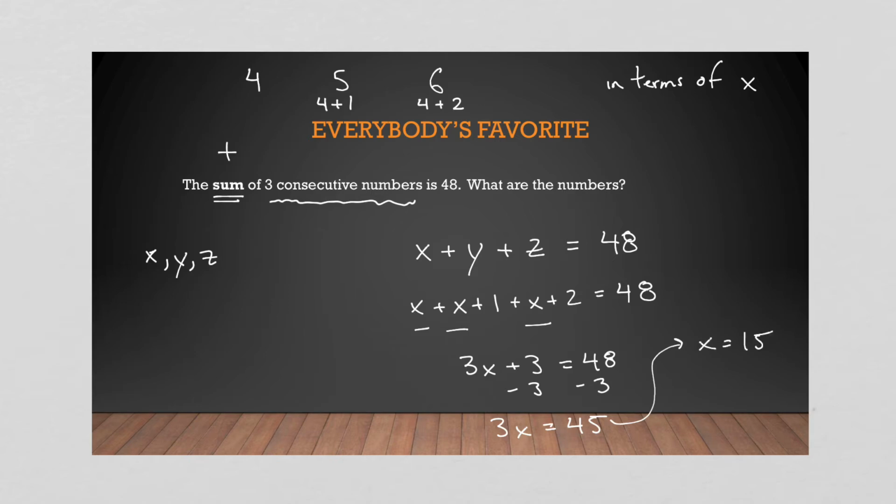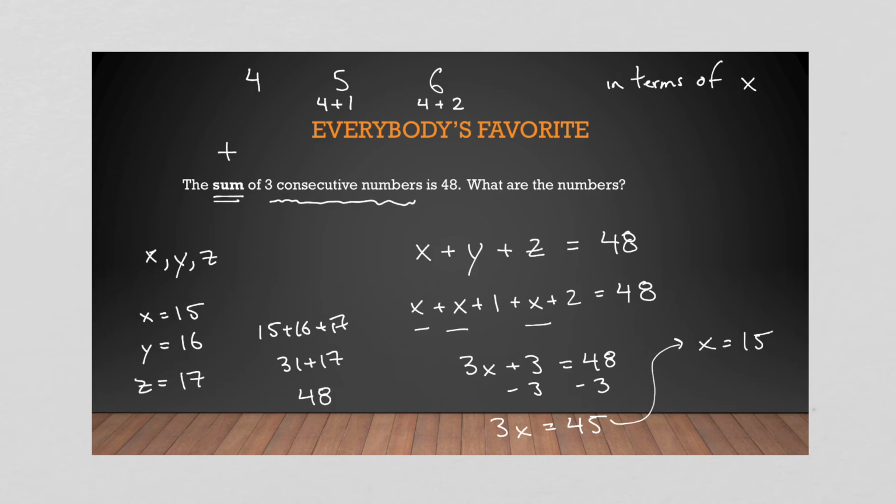And then you can check if x is 15 and y is x plus 1, y is 16. And if z is x plus 2, z is 17. And if you add 15, 16, and 17, you get 31 plus 17, you get 48. So you get exactly what you'd expect. And it comes down to understanding that consecutive piece.